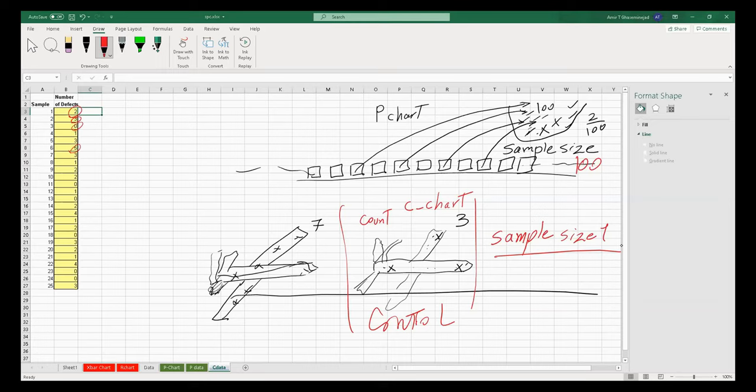Anyway, the criteria is that if you are taking one product, you are counting the number of faults in that one product, therefore your sample size is 1, you're counting the number of flaws of that one product, then you will use the C chart or count chart.